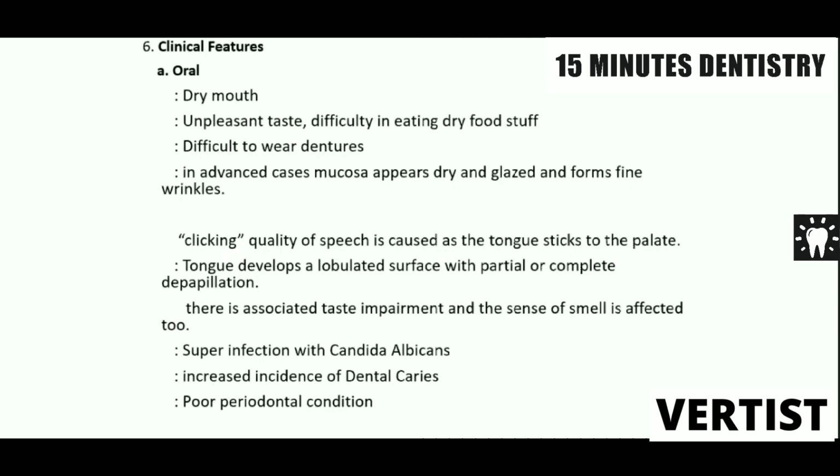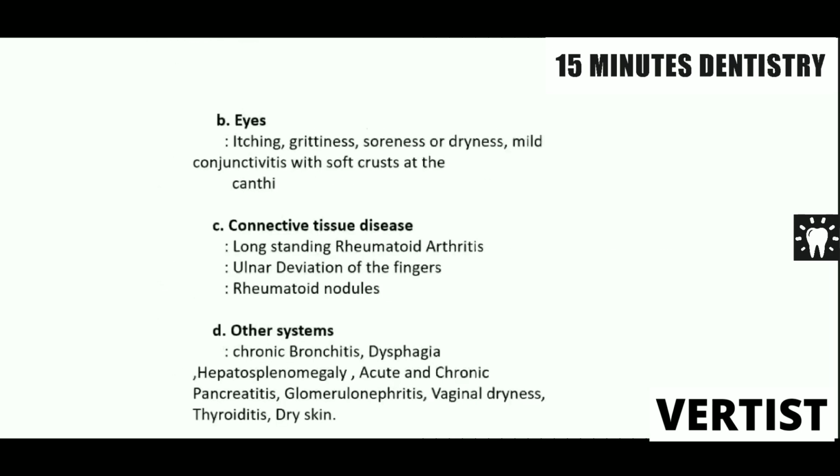It will be depapillated. Because of lack of saliva or xerostomia, there will be superadded infection by opportunistic Candida albicans because they get to colonize. There will be increased incidence of dental caries and periodontitis also. Eyes will be itchy because of less lacrimal secretion. It will be dry. There will be keratoconjunctivitis. And secondary Sjogren's syndrome is associated with connective tissue disorders such as rheumatoid arthritis. You can see ulnar deviation of fingers and rheumatoid nodules. Other systems are also involved in Sjogren's syndrome such as hepatosplenomegaly and glomerulonephritis.